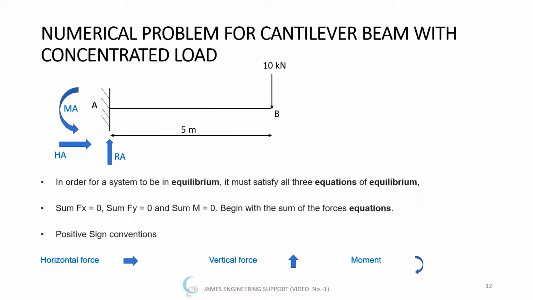So let us start with the numerical problem for the cantilever beam with concentrated load. Here, instead of kilonewton I could have written P or W. Instead of 5 meter I could have written L or A or B.